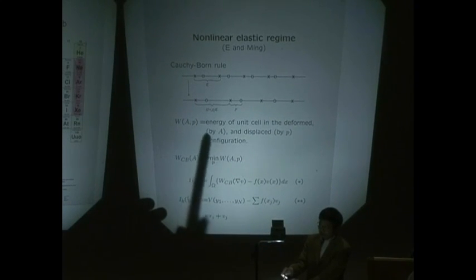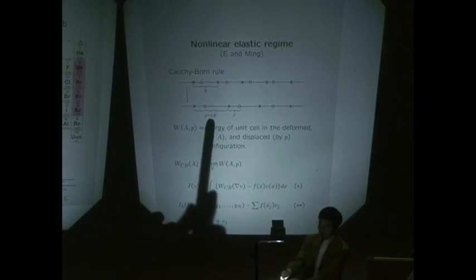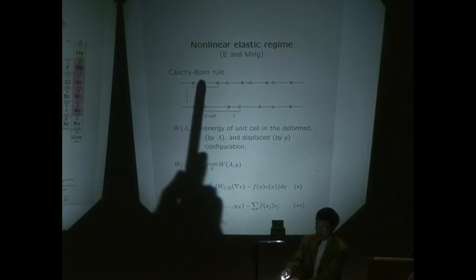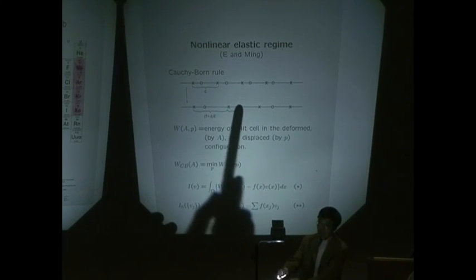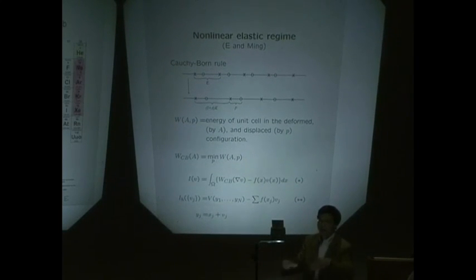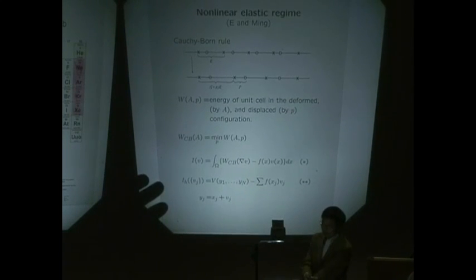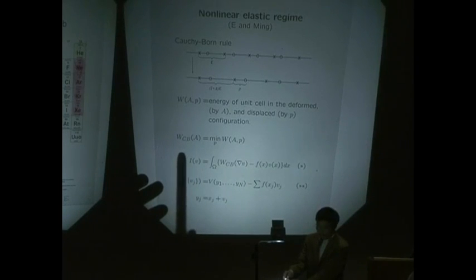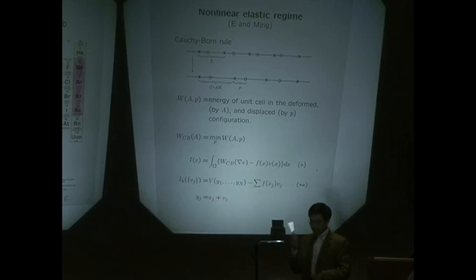So I calculate the following quantity. I take this lattice, uniformly stretch or compress the lattice by amount A, and then displace the other atom. So the unit cell is this here. Displace the other atom by amount P. Then I calculate the energy according to some atomistic model. It could be quantum mechanics, or it could be the Lennard-Jones type of classical models that I described earlier. So this is the function W(A, P). And then the Cauchy-Born energy density is just obtained from here by minimizing over this shift vector P.